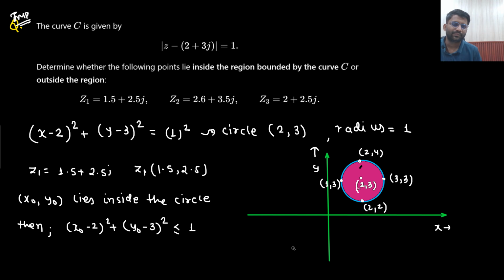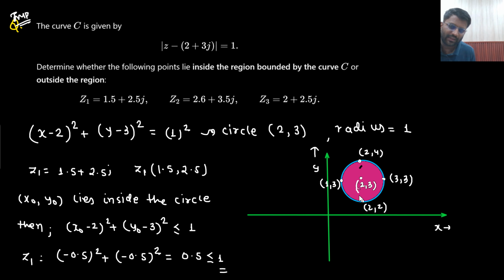So what you will do is that you will put this point 1.5 comma 2.5 for Z1. So what you will get? 1.5 minus 2 would be minus 0.5 whole square plus 2.5 minus 3, so this will also become minus 0.5 whole square. What answer you are getting? 0.25 plus 0.25, that is 0.5. So 0.5 is coming out to be less than equals to 1. That means yes, Z1 is lying inside. Is that understandable to you?